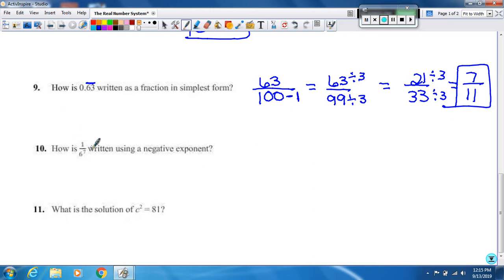How is 1 over 6 to the 7th written using a negative exponent? Well, it's the opposite of what we did before. If you want a negative exponent, write a negative exponent down. But last time you had to put a 1 in, and now you take a 1 away. So that's the answer.